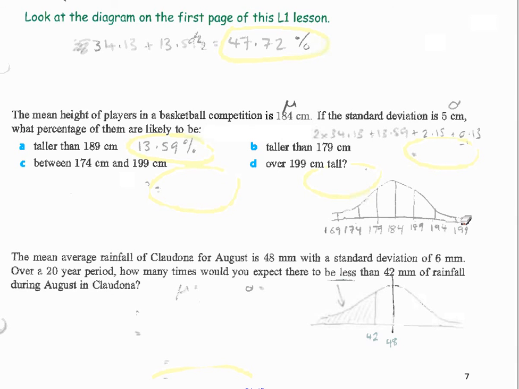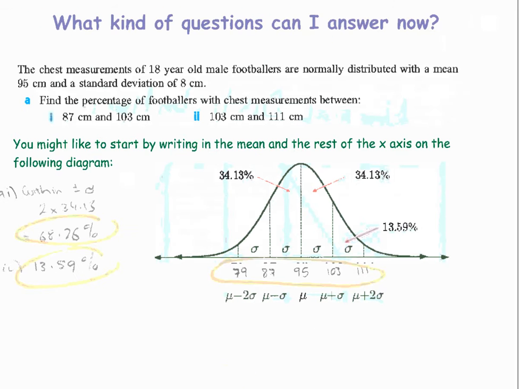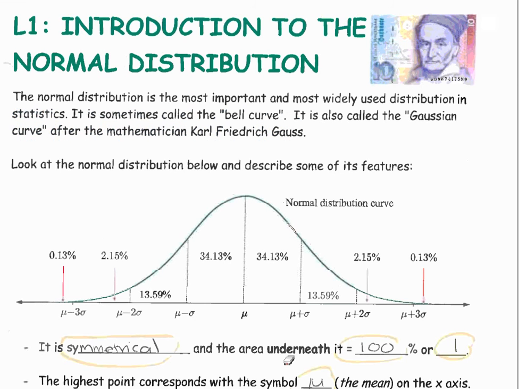So looking back to here, it should be that percent plus that percent plus that percent. So what's 13.59 plus 2.15 plus 0.13? You can plug that into your calculator, which I might do right now too. It might just take me a second or two. Okay, I'm going to type in 13.59 plus 2.15 plus 0.13, and I've got 15.87. So let's go back and fix that up.